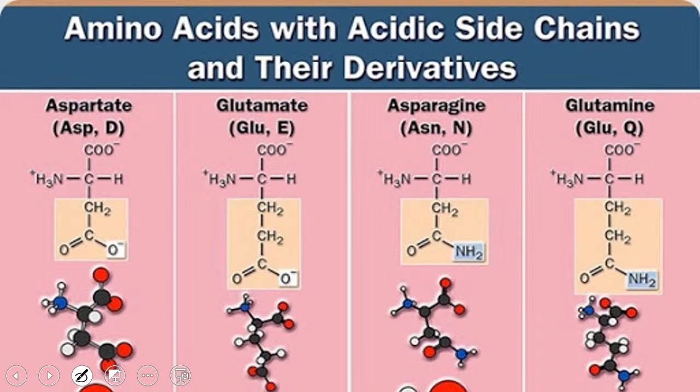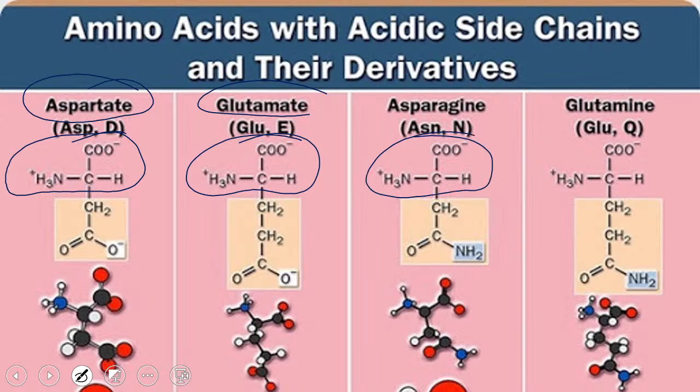The next category of classification, on the basis of R group, is the amino acids which contain acidic groups or their derivatives. We have four amino acids here. We have aspartic acid and glutamic acid. This is aspartic acid, or aspartate; whenever it is in ionized form, we call it aspartate, and whenever it is in non-ionized form, we call it aspartic acid. Similarly, glutamic acid we call glutamate or glutamic acid, depending on whether it is ionized or non-ionized. Now, I have told you every amino acid has this group in common.